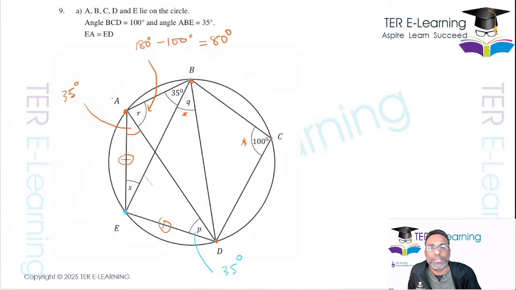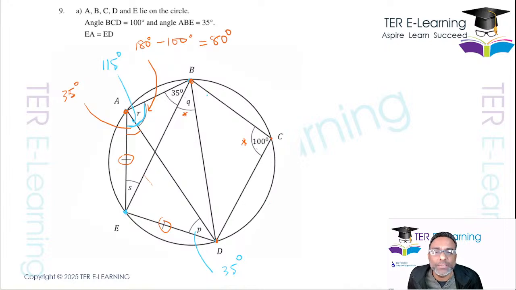All right. So now I know that this whole angle here, let's call that the blue angle, is actually 80 plus 35. So this is 115. How is that going to help me? Will it help me? I'm just trying not to make it too complicated, but it seems to be getting complicated.